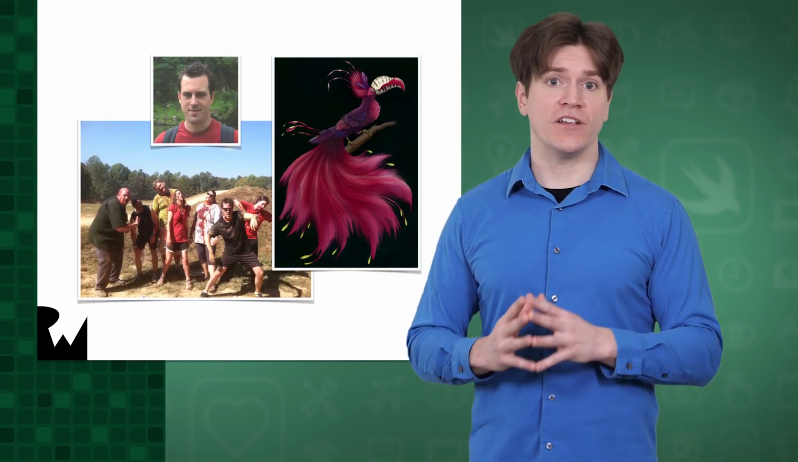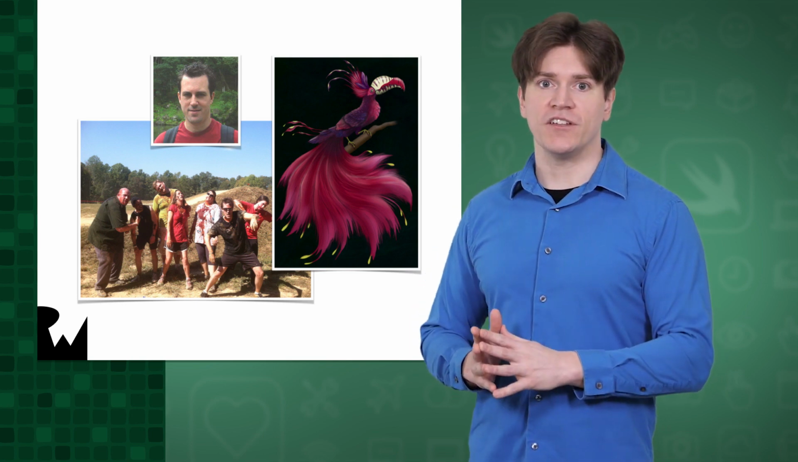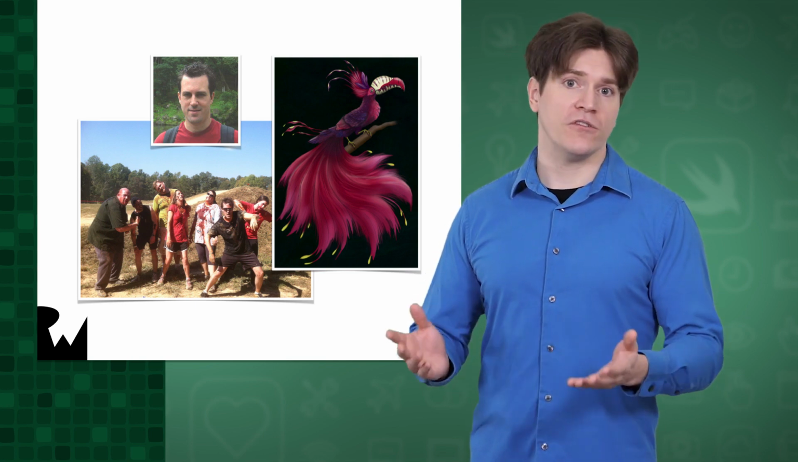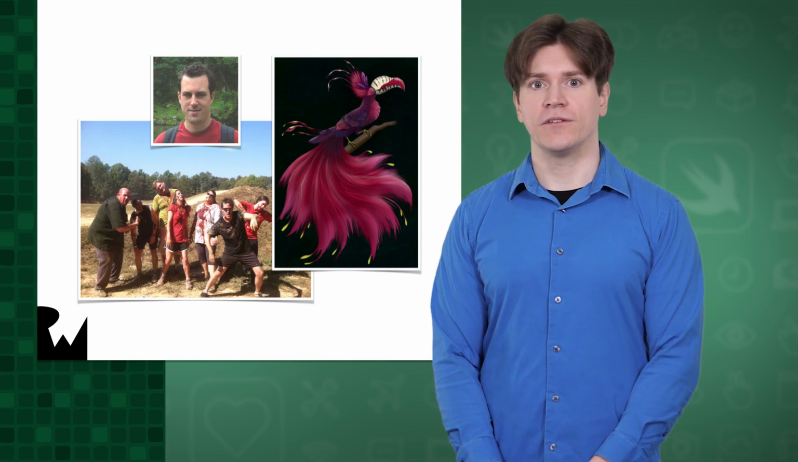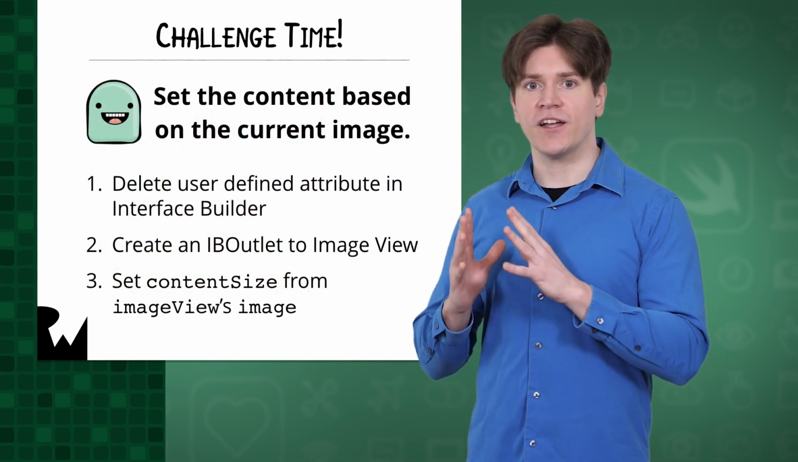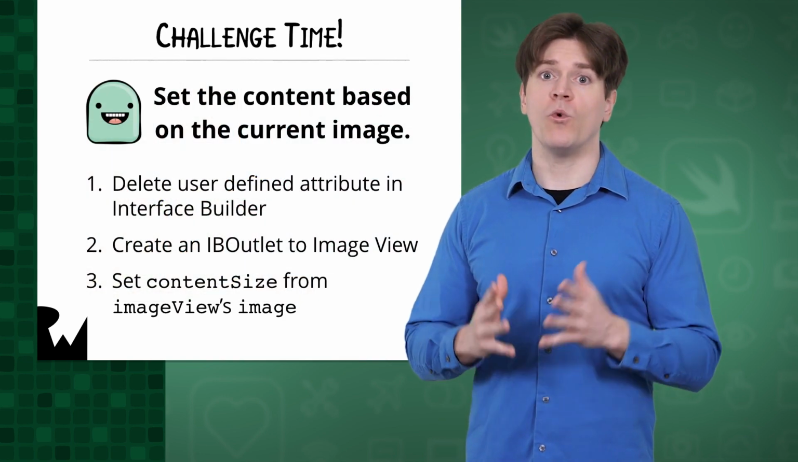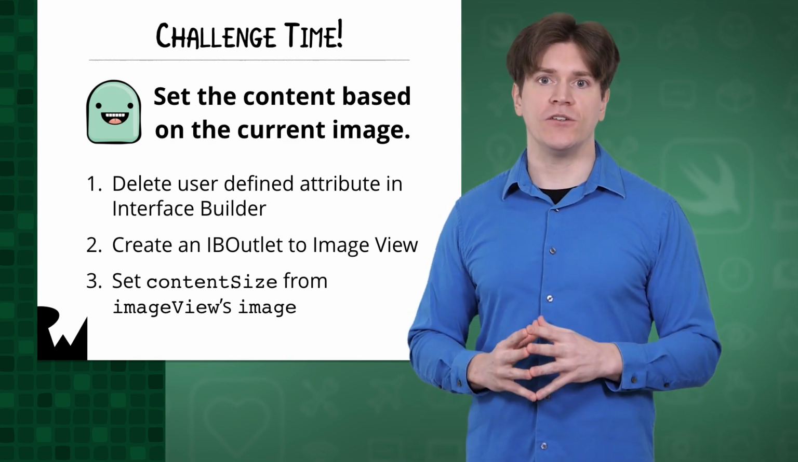In the last video, we added a scroll view to an app and set its content size via an attribute in Interface Builder. The problem is that attribute is hard-coded. If you changed images, the content size might be too large, too small, or the wrong aspect ratio. In this challenge, you'll need to set the content size based on the size of the image, whatever it may be. Here's a quick to-do list to help you out.